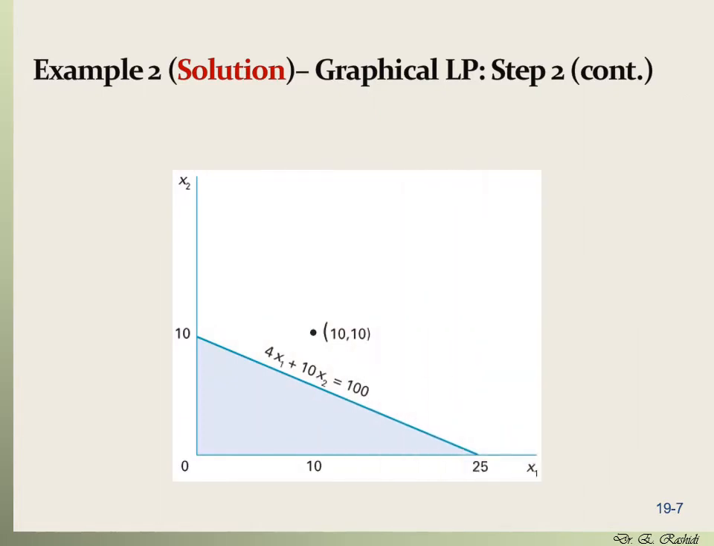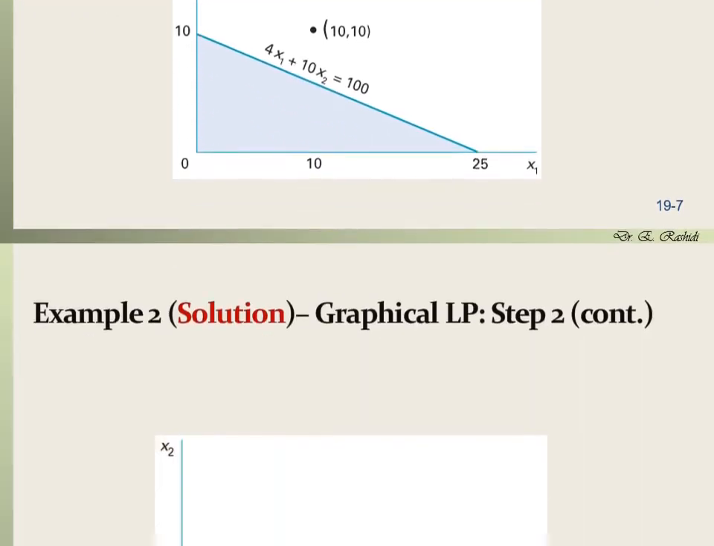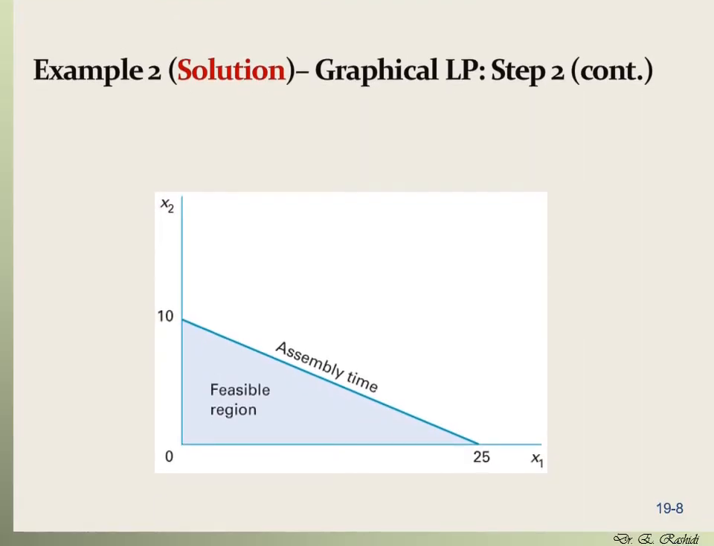Next, we are going to add the next constraint, which is for the inspection time restrictions. All right, so this is our assembly time constraint, and we have our feasible region. Next, we are going to add the inspection. The inspection constraint is as follows: 2x1 plus 1x2 should be less than or equal to the total inspection time available, which is 22 hours.